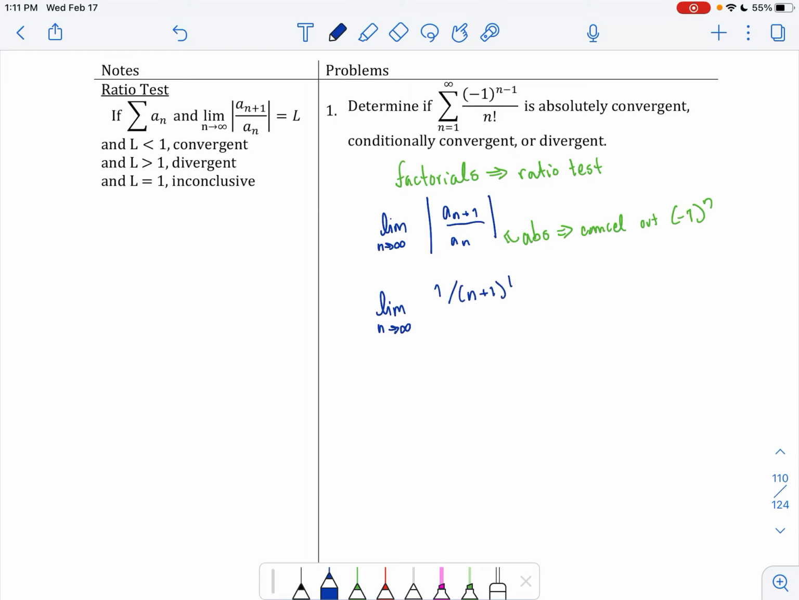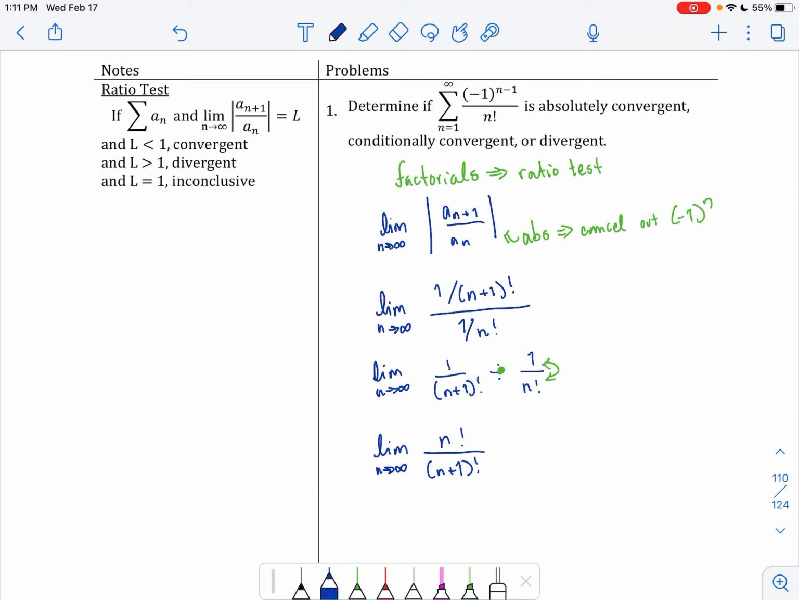So in this case, we're looking at the limit as n approaches infinity of 1 over n plus 1 factorial for the a sub n plus 1 in the numerator, and 1 over n factorial in the denominator. Now, what I like to do at this part of the ratio test is say, well, that is 1 over n plus 1 factorial times the reciprocal. If you want to think about it as dividing by 1 over n factorial, I'm going to change this to multiplication, multiply by the reciprocal. So I end up with the limit as n approaches infinity of n factorial over n plus 1 factorial.